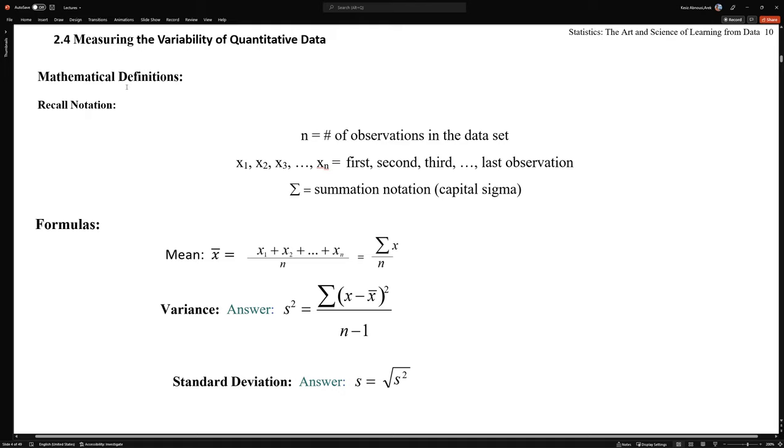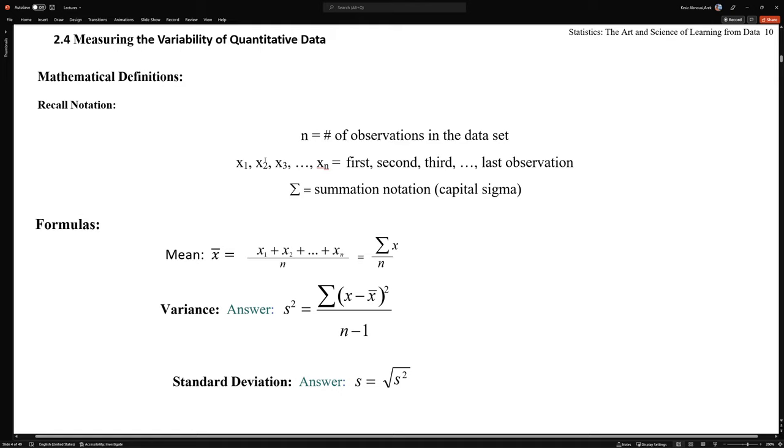So now we'll go into some mathematical definitions. So the notation, first of all, the small n is used to tell us the total number of observations in the data set. For example, if we have 10 students, so they have 10 subjects, it means that n will be equal to 10, because our sample size will be equal to 10.